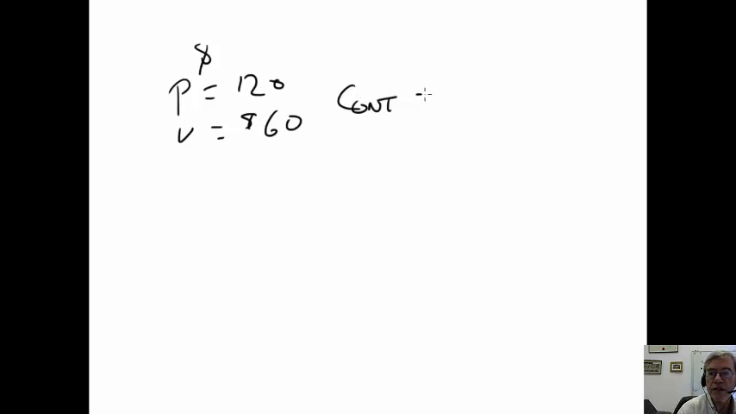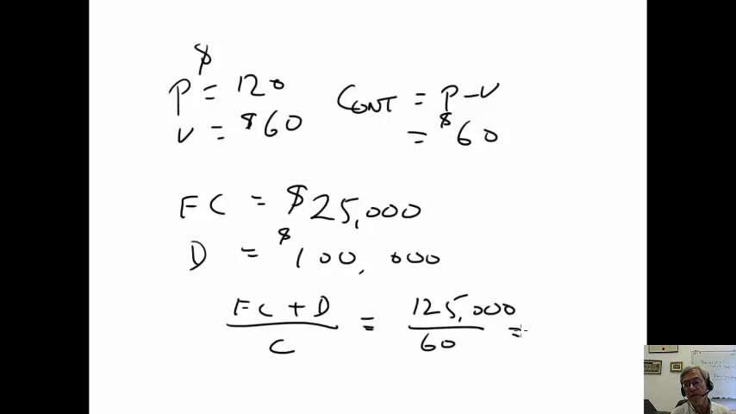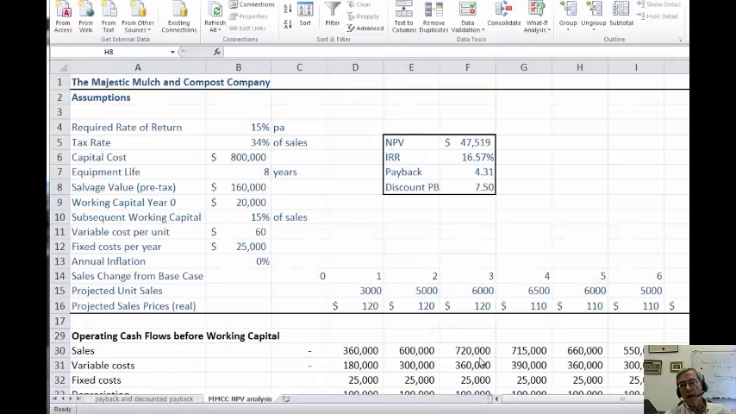So let's have a simple example. Let's let the price equal $120 per unit, and let's let V, the variable cost per unit, equal $60 per unit. So the contribution, which is equal to P minus V, is simply $60 per unit. Let's say that the fixed costs are equal to $25,000 per year, and let's say the depreciation is equal to $100,000 per year. Break-even from an accounting point of view is equal to 2,083 units.